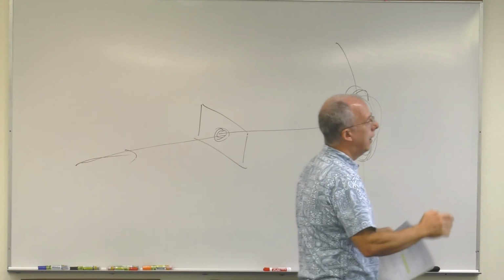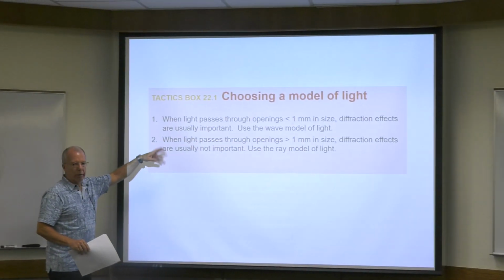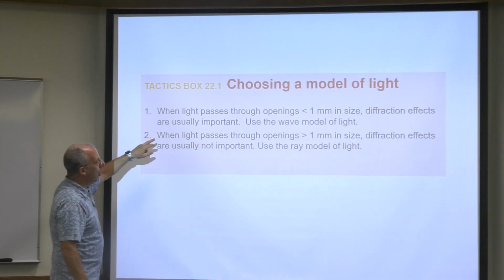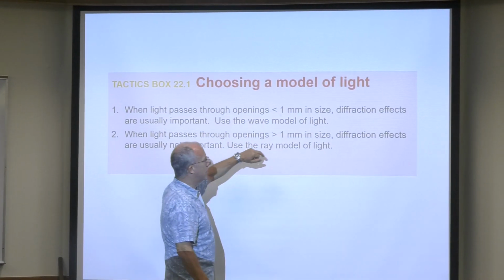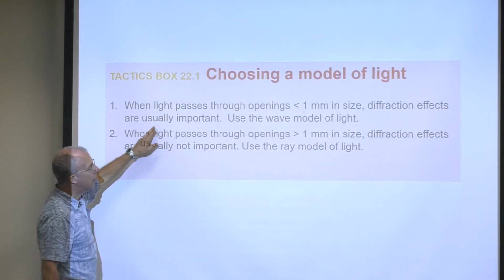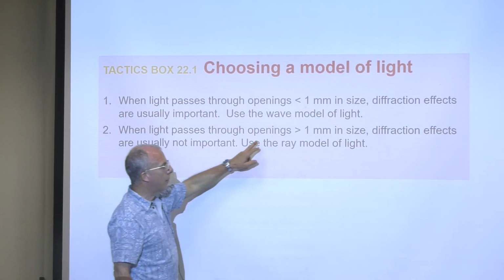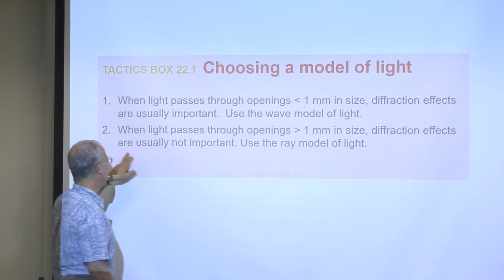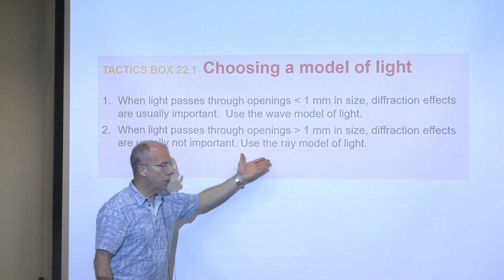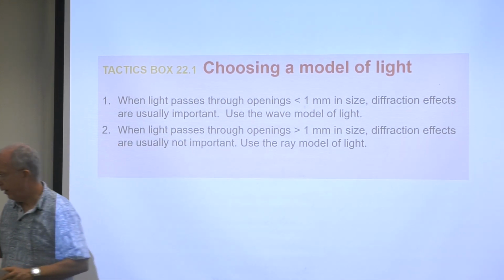So this was for just laboratory experiments. When light passes through openings less than about 1 millimeter in size, diffraction effects are important, so we have to use the wave model. When light passes through openings greater than about 1 millimeter in size, diffraction effects are usually not important, so we'll use the ray model of light. So that's where we are.